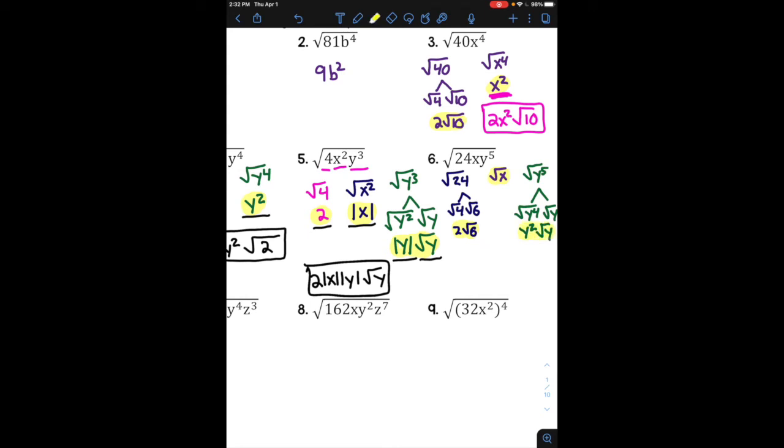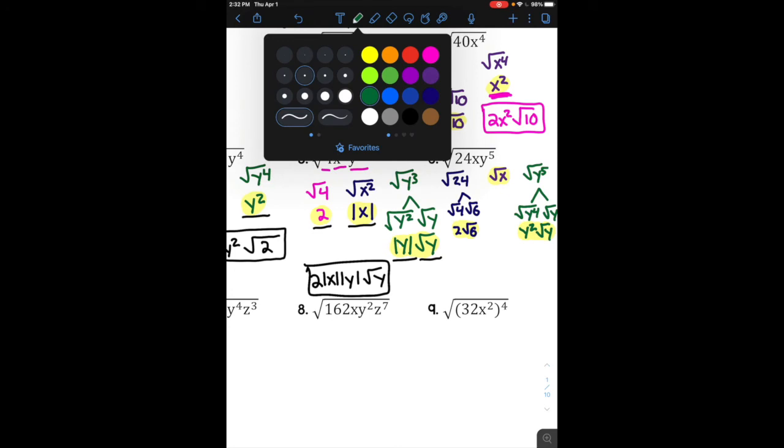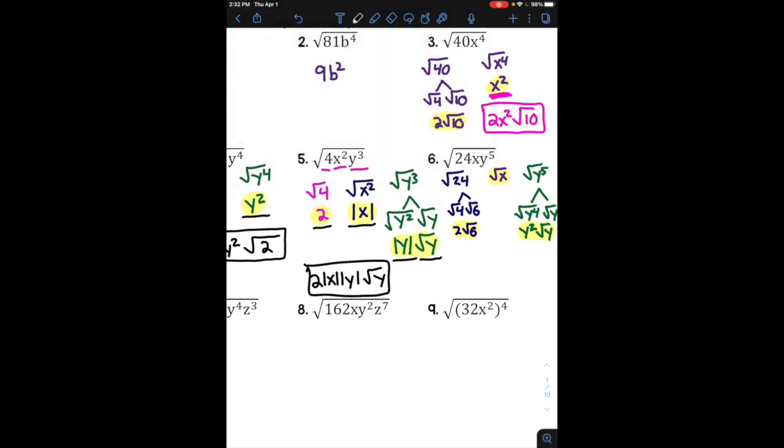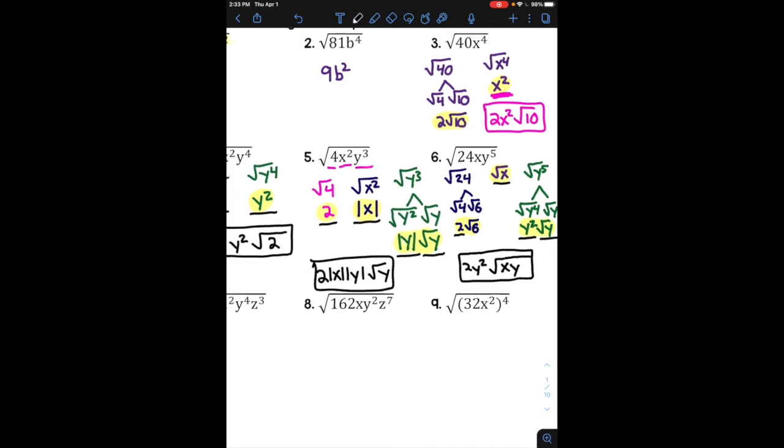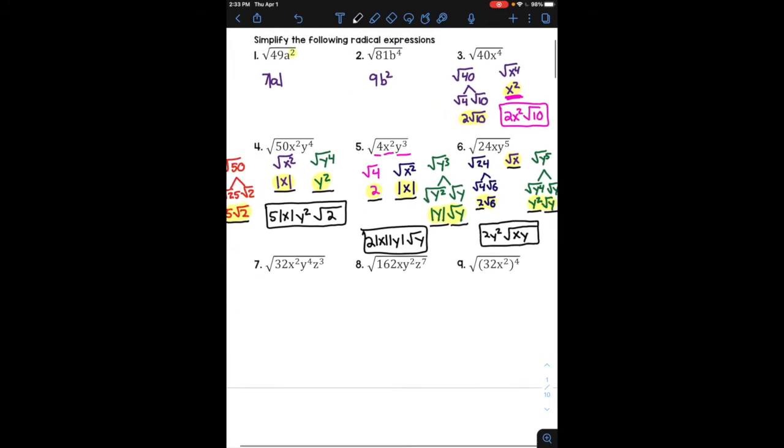Let's put all 3 of these pieces together. What are all the expressions that will be outside the radical? That would be 2 and y squared. So we have 2y squared. Root x and y will go inside to make one expression as the result of the square root of 24xy to the 5th.